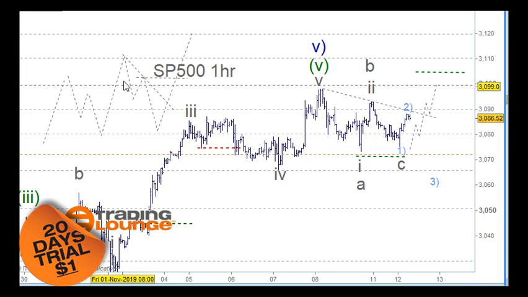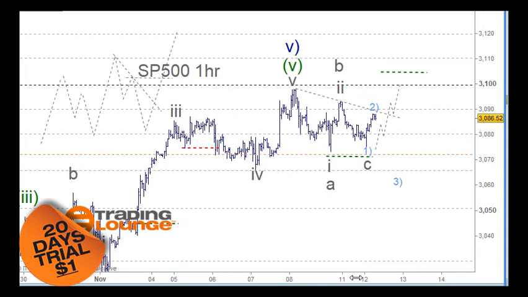So we would need to see that first. And then we'll get a correction, and then we can go in from that point. So that's what will be on the long side. So we have to just pretty much hold through that.